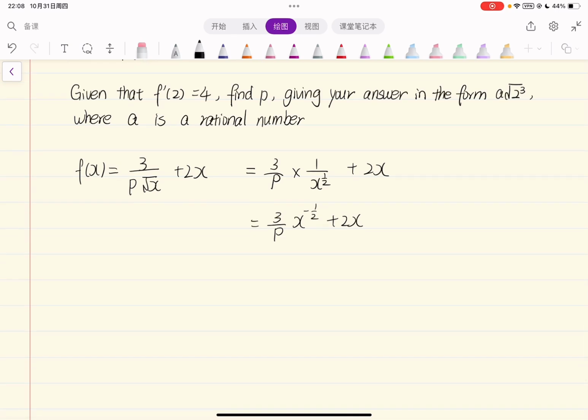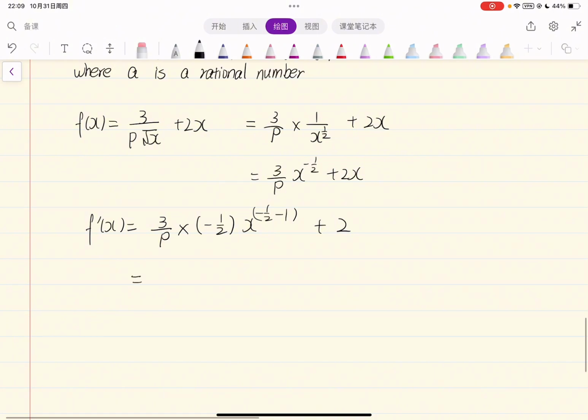Then we can write down the derivative of f(x). We have 3 over p times negative half times x to the power of negative half minus 1, plus 2. That equals negative 3 over 2p times x to the power of negative 3 over 2 plus 2.